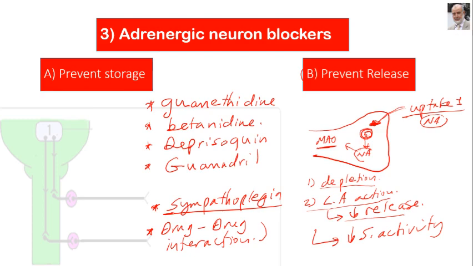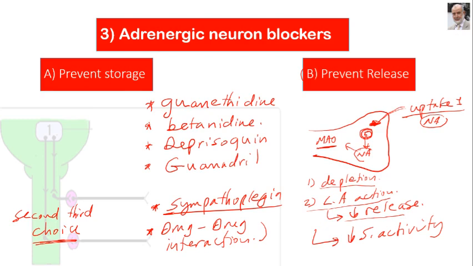So these drugs are usually second or third choice in the treatment of hypertension, because, as I have said, in the treatment of hypertension there are first line drugs, second line drugs, and third line drugs. So these drugs are usually third line drugs when the person is not responding to first line drugs or second line drugs. Okay, so these are the third group, adrenergic neuron blockers.